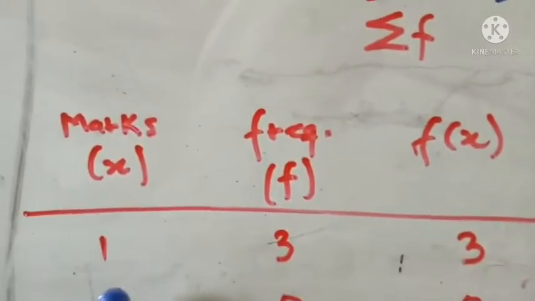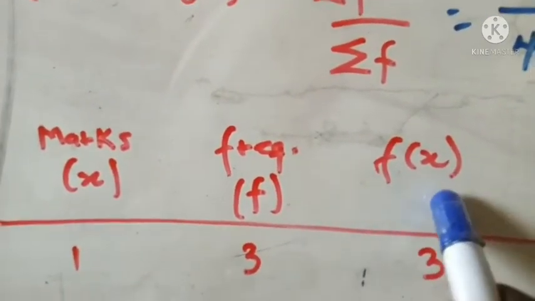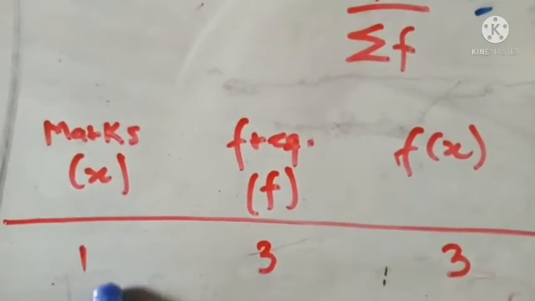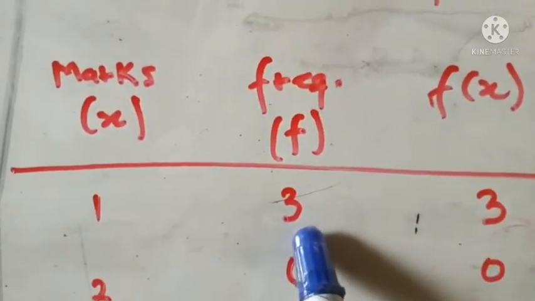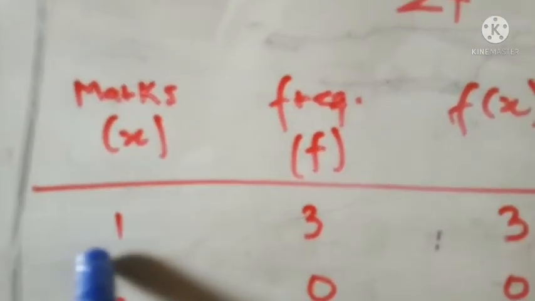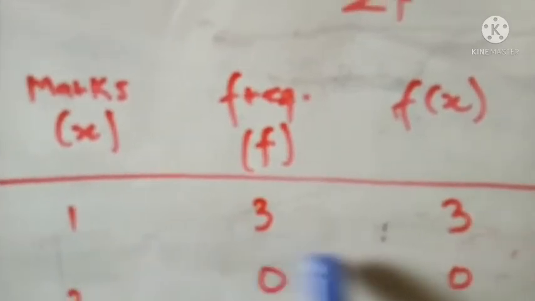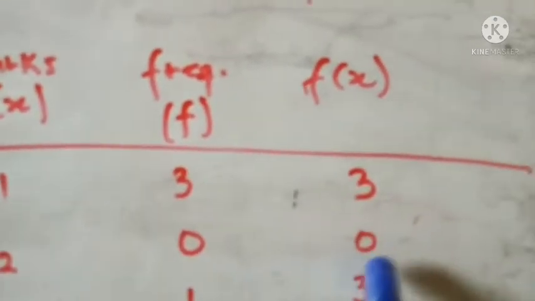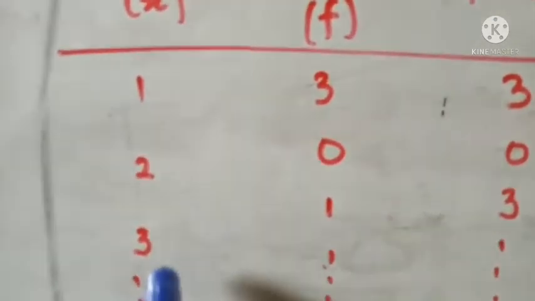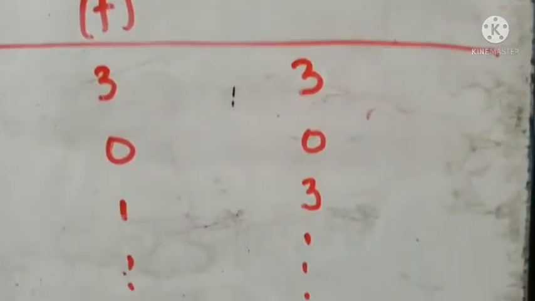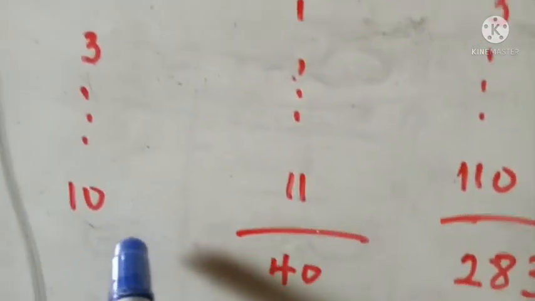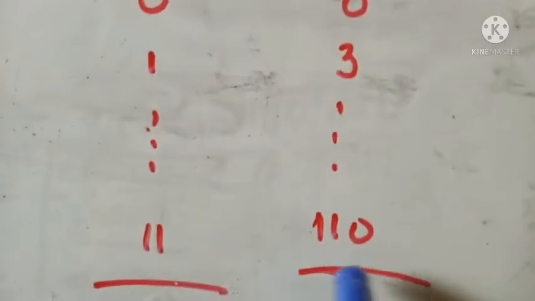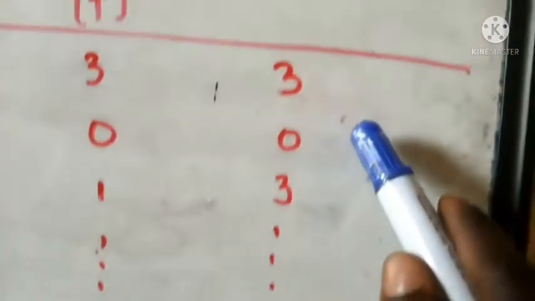And then how do you get the fx? Meaning that we should multiply f by x. You should multiply the frequency by x. So what's the frequency here? The frequency is 3 by x. The x is 1. From this line, we are having 3 multiplied by 1. That will give you 3. So 0 multiplied by that will be 0. And then 1 multiplied by 3 will be 3. And so on and so forth. So the last one was 11 multiplied by 10. So that will be 110, right?